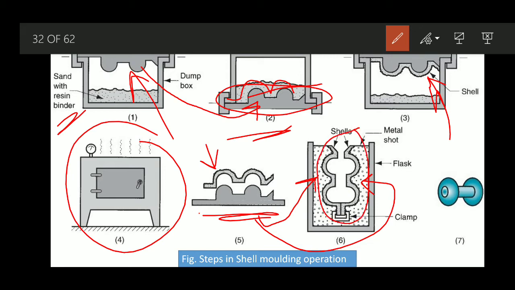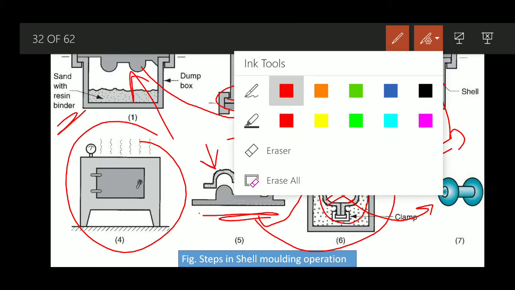Once the shell mold is obtained, the rest is somewhat similar. The molten metal is poured here and we let it solidify, and as it is an expandable mold process, we just break the mold, maybe by using a hammer. After that, whatever metal has solidified here, we get that kind of cast product.